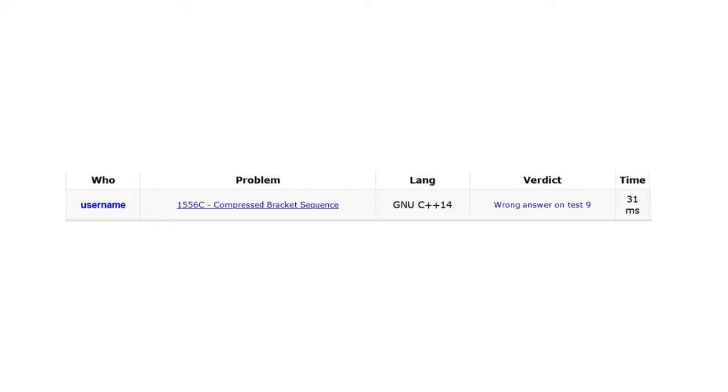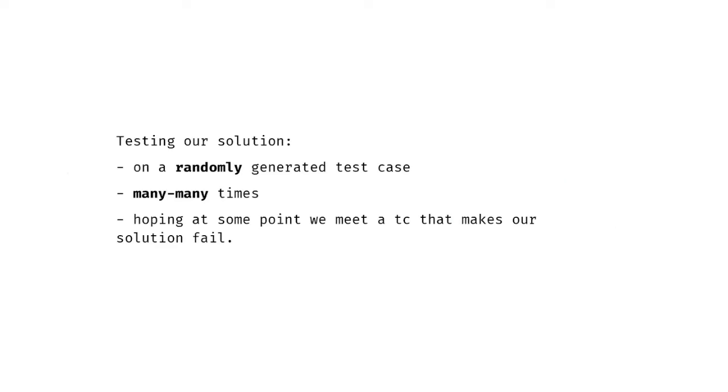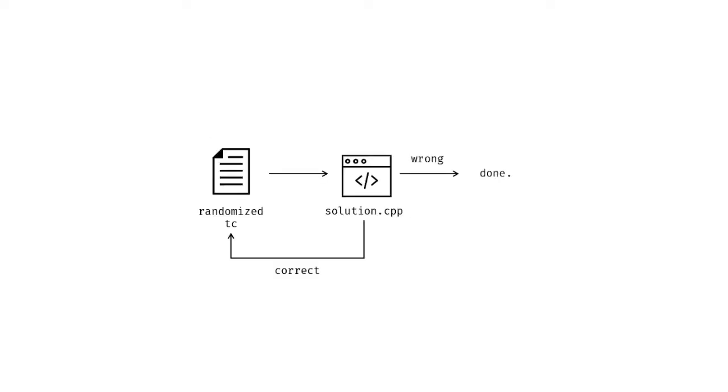So what is stress testing exactly? In competitive programming, it means testing our solution on a randomly generated test case many times, hoping at some point we made a test case that makes our solution fail. So visually, it will look like this. We first generate this randomized test case, and then we test it on our solution. And we do this again and again and again until we get a test case that makes our solution give the wrong answer. And once we're at that point, we can just take that test case and try to analyze where our program gets it wrong.